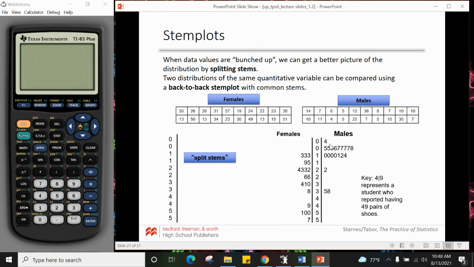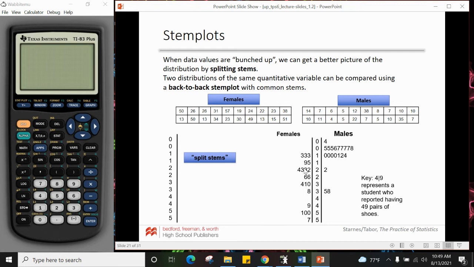So you can see here, this 0, 4 represents 4 for males. This 1, 0 would be 10, and it's for males. So same thing, it's just instead of having it all in one, it just breaks it up a little bit more. So instead of having 5 stems at one, it gets broken down to 3 and 2.